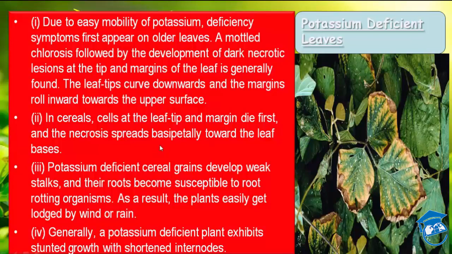In cereals, cells at the leaf tip and margin die first, and the necrosis spreads progressively towards the leaf bases. Potassium deficient cereal grains develop very weak stalks, and their roots become more prone to root rotting organisms. As a result, the plant easily gets lodged by wind or rain. Another deficiency symptom is that a potassium deficient plant exhibits stunted growth with shortened internodes.